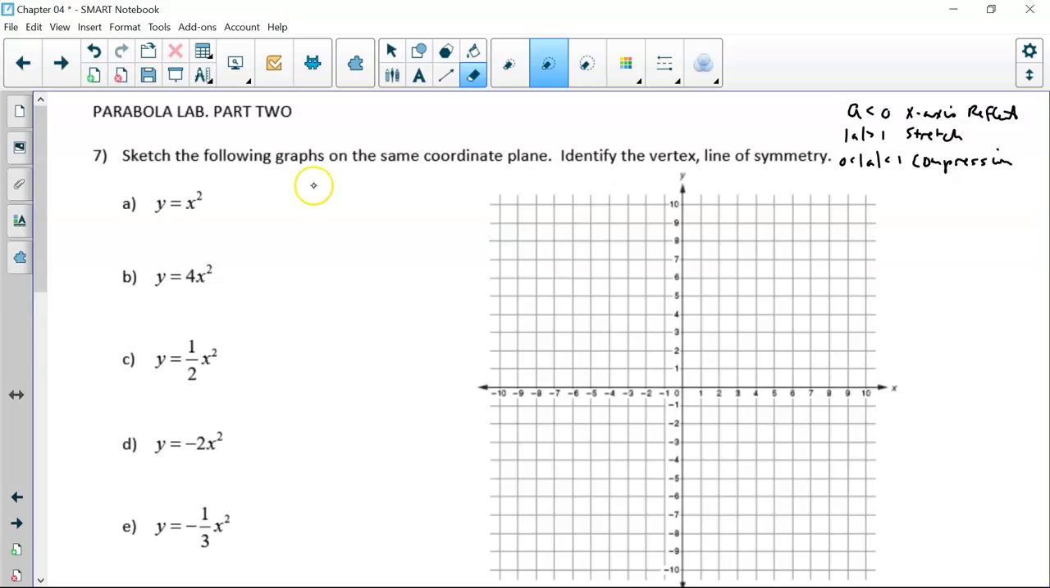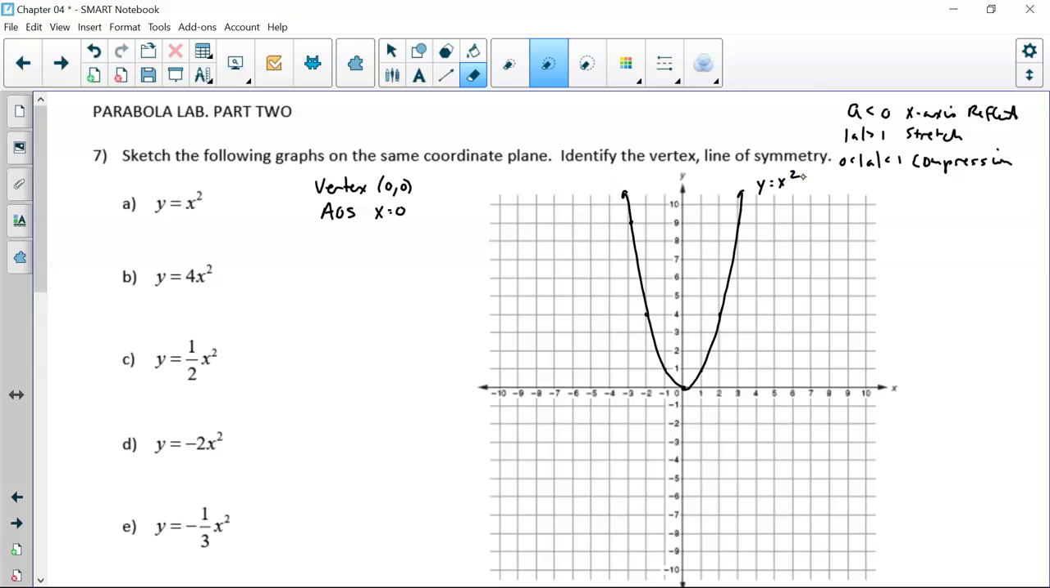So looking at all of these, they would all have the same vertex. The vertex for every one of these is going to be at 0, 0. And so is the axis of symmetry. That's going to be at 0, 0 as well, x equals 0. Now, for x squared, we actually call this our parent function. This is the basis of all of these graphs. There's y equals x squared. That's the basic shape of all of these parabolas.